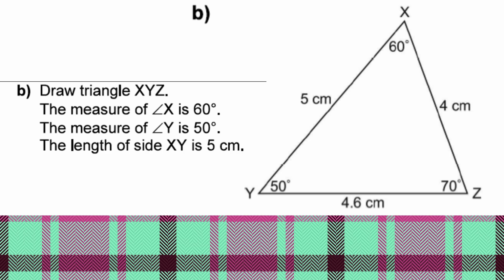From there, you can use your protractor starting at point X to determine angle X. It is going to be 60 degrees, which was given in the question. You need to line your protractor up, give yourself a guide mark, and make a 60-degree angle.